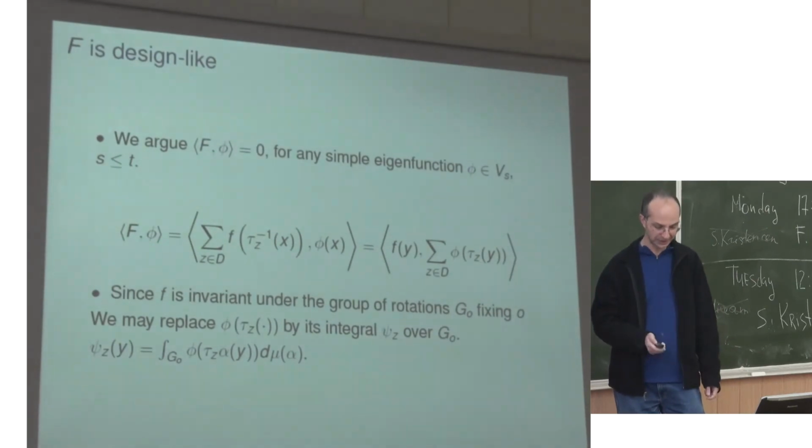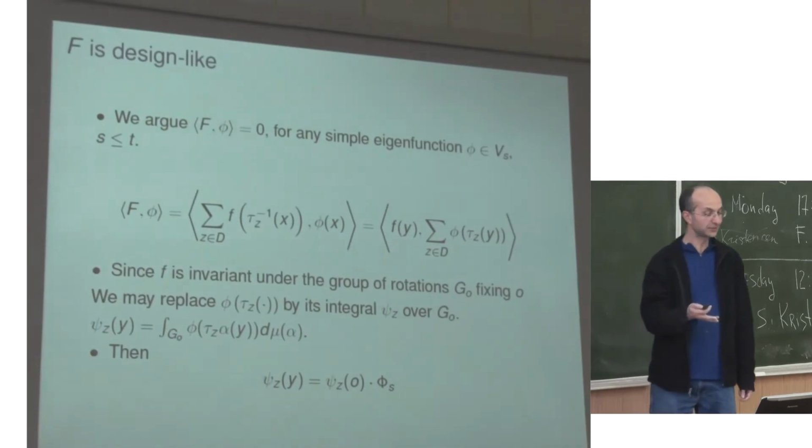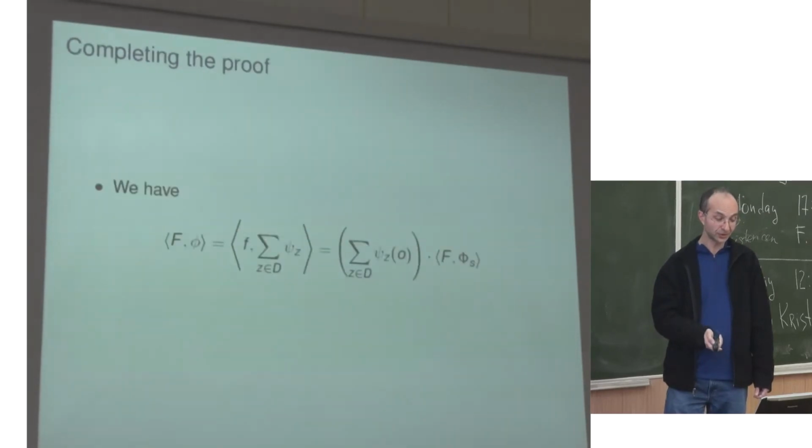The integration is easy. And now I claim that this function, so we have an eigenfunction in the same eigenspace, and which is invariant under the group of rotations. This integral is definitely invariant under the group of rotations. Therefore, it has to be some constant multiple of this unique spherical function. And the constant is exactly the value of this function at O. Questions? Okay, fine.